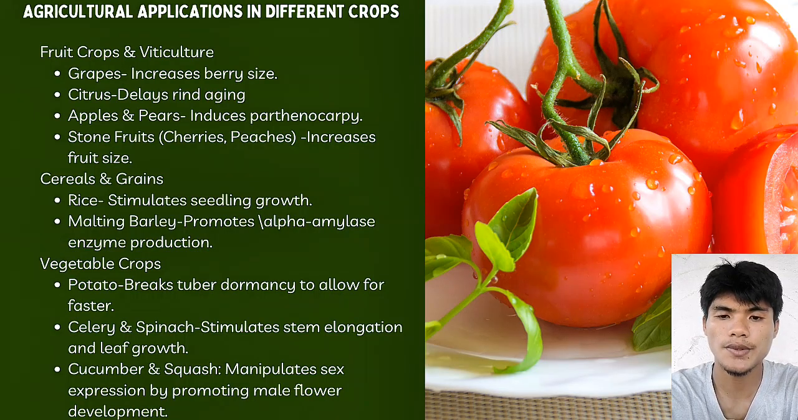For cereal crops, gibberellin stimulates seedling growth in rice and promotes alpha-amylase enzyme production in barley during the malting process. In vegetable crops, gibberellin breaks potato tuber dormancy, encourages stem and leaf growth in celery and spinach, and influences flower development in cucumbers and squash. These applications show how gibberellins help improve crop growth, quality, and productivity.